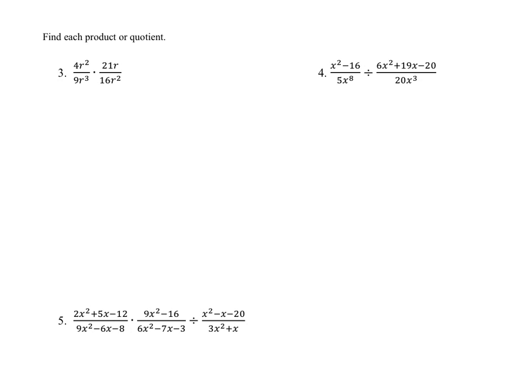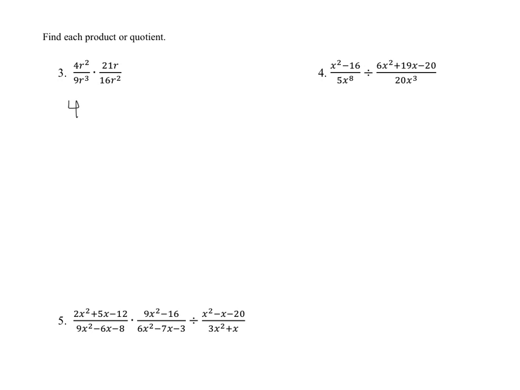Okay, now we're asked to find the product or the quotient. Looking at number 3, 4r squared over 9r cubed times 21r over 16r squared. Many, many different good ways of doing this one. Some people like to reduce each rational expression first, then multiply. Some people like to multiply numerator with numerator, denominator with denominator, then reduce. Some people like to take one numerator and reduce it with either of the denominators. It really doesn't matter. I'm going to go ahead and just reduce each rational expression.